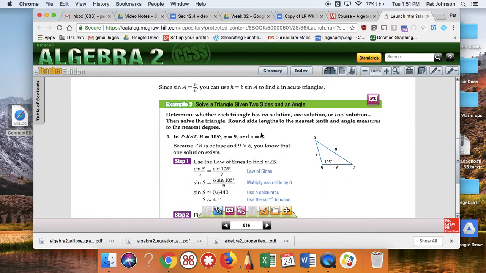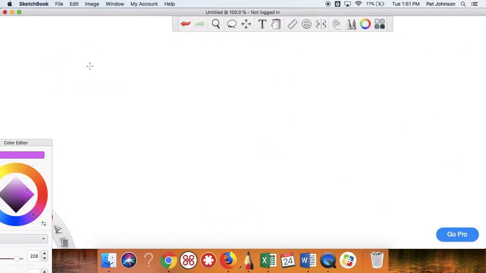Okay, so let's look at the first one. It says determine whether each triangle has no solution, one solution, or two solutions, and then solve the triangle. So they tell us in triangle RST. So let's draw this triangle. Okay, it's not a right triangle. It might look like it, but it's not. Okay, so T and 6, 105. Here they give us two sides and an angle.